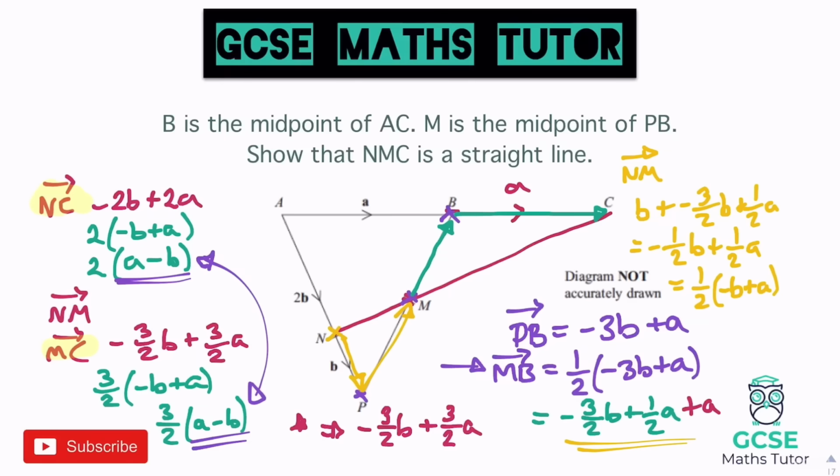So we could have done any 3 of them. All 3 of them eventually give us this same bracket here. Okay, so we have the same multiple, it means it's on the same line. And there's a bit of vectors for you.